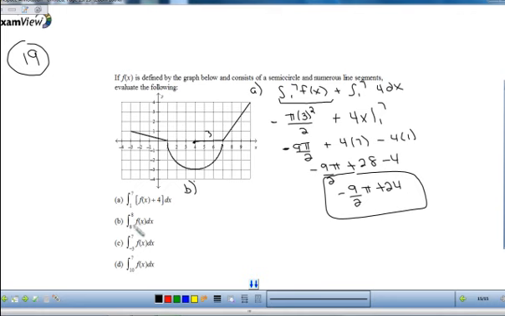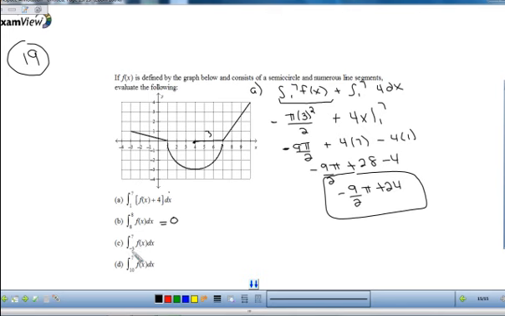For B, I have find the antiderivative from a to a of f of x. So I'm not going anywhere. My particle started at 8, it's ending at 8, so I didn't go anywhere. So that would be 0.